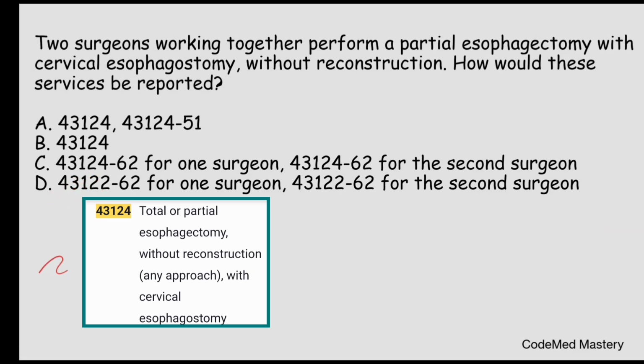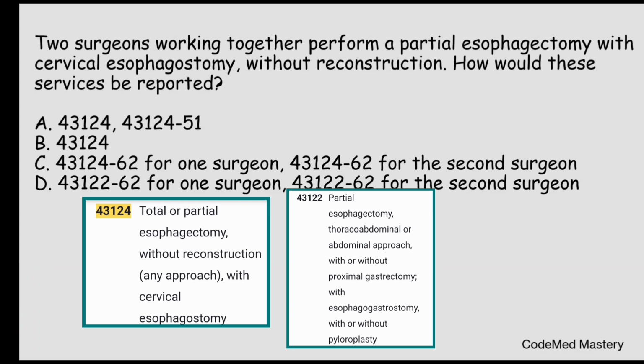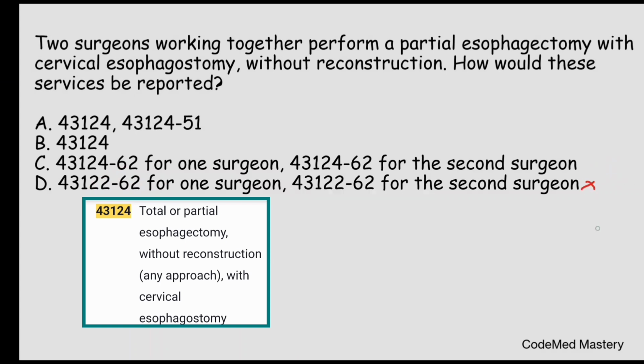In option D, they have mentioned 43122, that is for partial esophagectomy, thoraco-abdominal or abdominal approach with or without proximal gastrectomy with esophagogastrostomy, with or without pyloroplasty. That is the wrong code, because we have to code for partial esophagectomy without reconstruction with cervical esophagostomy. That is not mentioned in the code 43122. Therefore, we'll eliminate option D. Now we are left with option A, option B and option C.